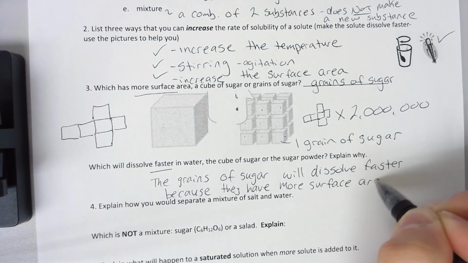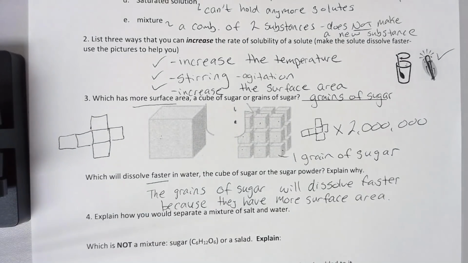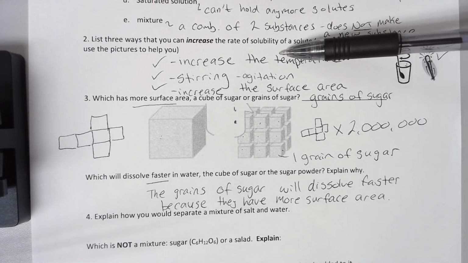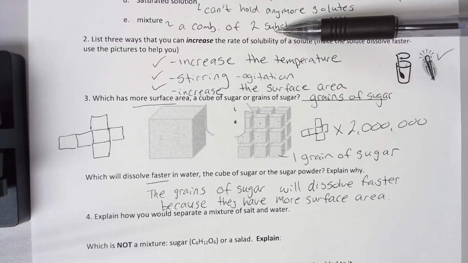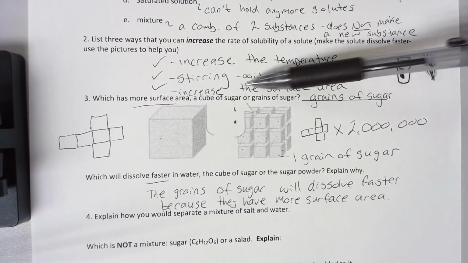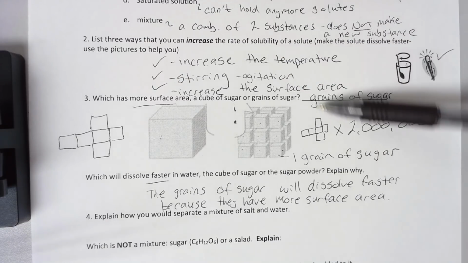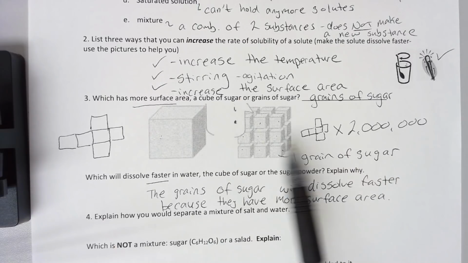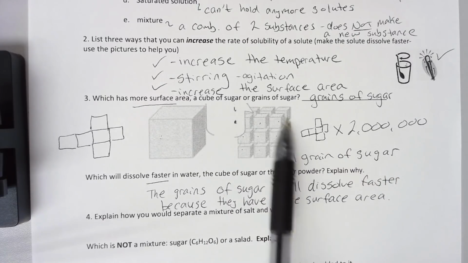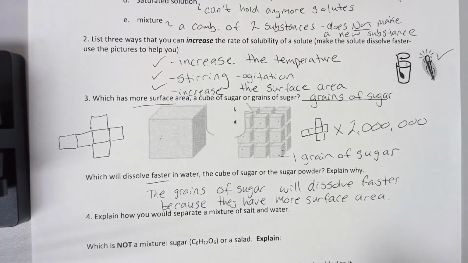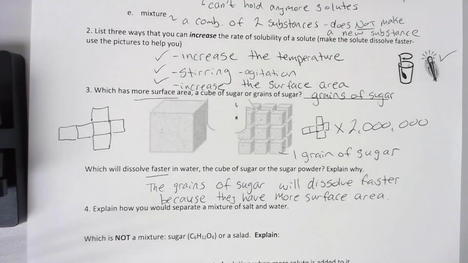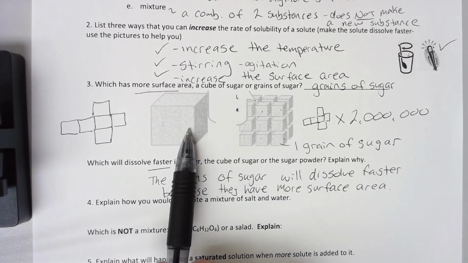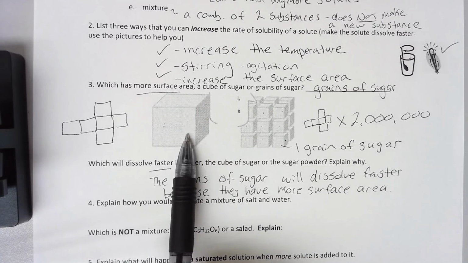Okay, and let's go back to question 2. What are some ways we can increase how fast something dissolves? You increase the surface area. So let's go back to question 3. This will dissolve faster because it has more surface area. Okay, so you have to know that. Don't get tripped up on, oh, this is bigger, so it has more surface area, so it's going to dissolve faster. No, that's not the case.